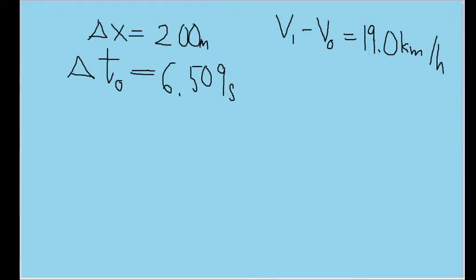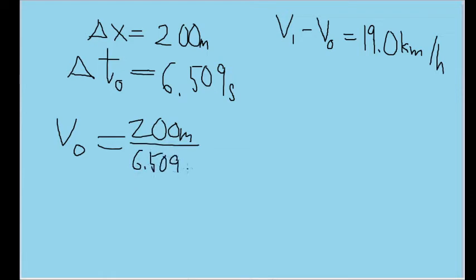So because we have the difference here between the two speeds, let's first find Huber's speed. We'll find that, or v sub 0 by our convention here, by dividing 200 meters, the distance traveled, divided by the amount of time it took, or 6.509 seconds. This gets us a speed of 30.73 meters per second.